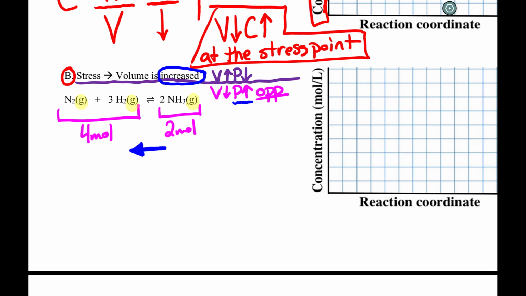Now, whichever side I shift towards, I'm making more of that substance. So I'm making more H2, I'm making more N2, and whatever side I'm shifting away from, I'm using up, so the amount of NH3 is going to go down.